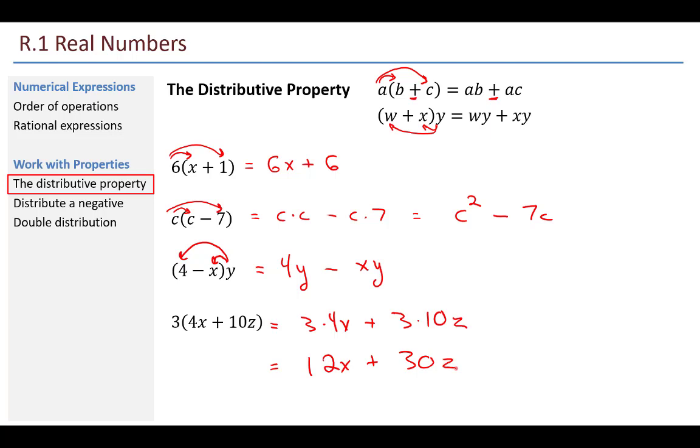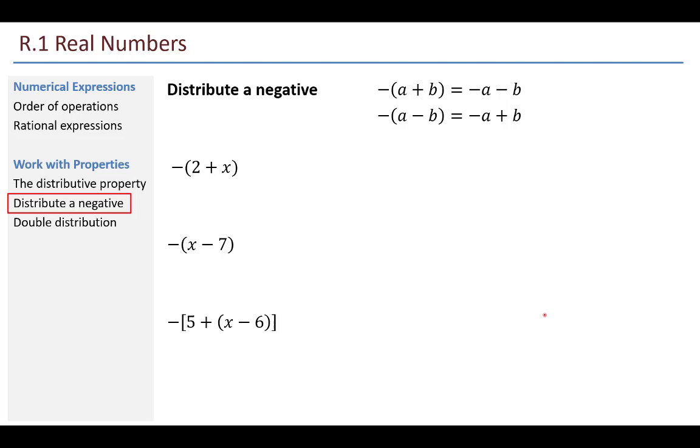One kind of distribution that occurs a lot is distributing a negative. Putting a negative in front of a quantity really is the same thing as a -1. It's like multiplying times a -1, so it's like distributing a -1, but we often see it as a negative, so let's do some examples of that. Negative the quantity 2 plus x is -2 minus x. Negative the quantity x minus 7 is -x plus 7.